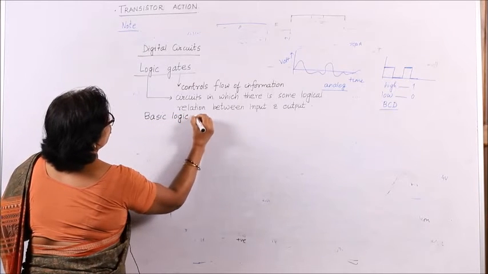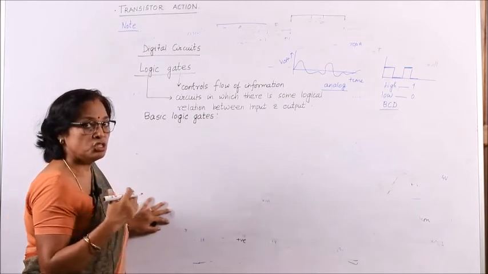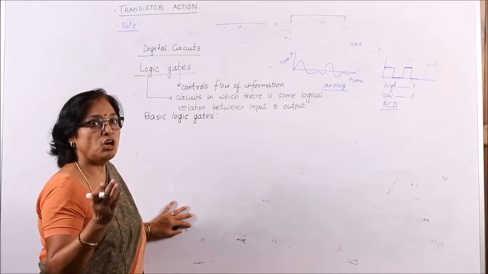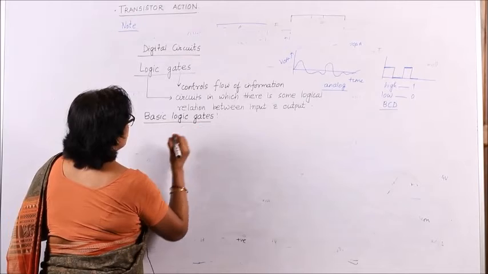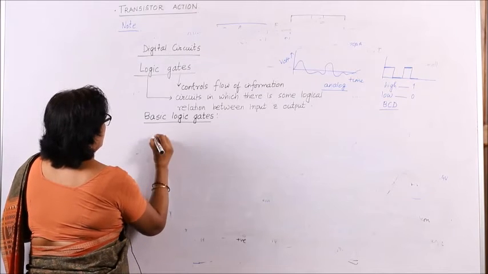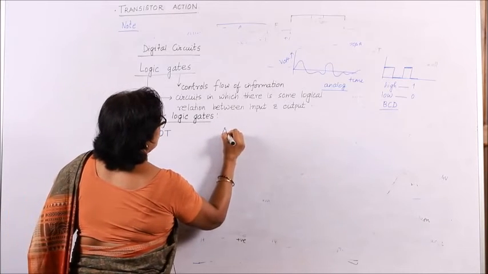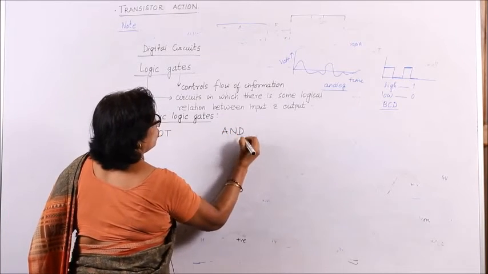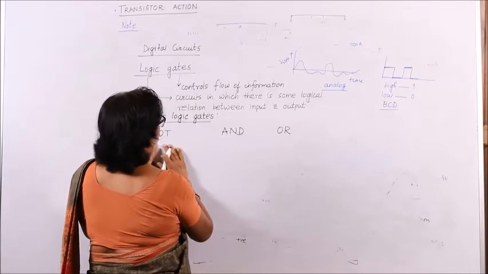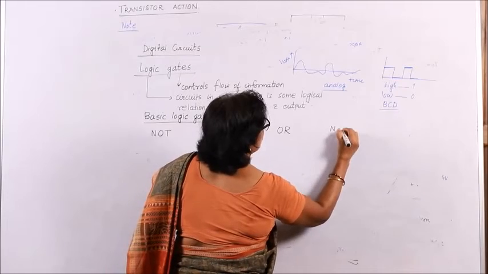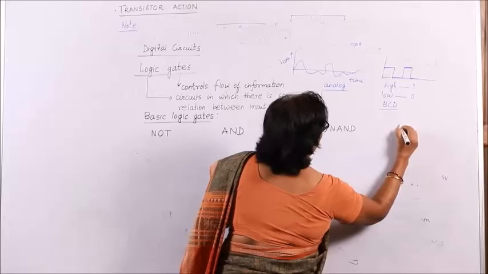Now, the basic logic gates, there are 5 basic logic gates using which we can construct a computer. With all the computers, everything is constructed out of these basic logic gates. These are NOT, AND, OR, then the combination of NOT and AND, that is NAND, combination of NOT and OR is NOR.